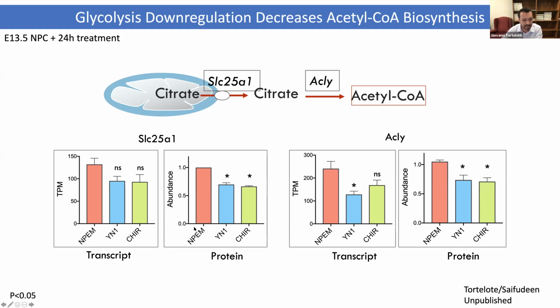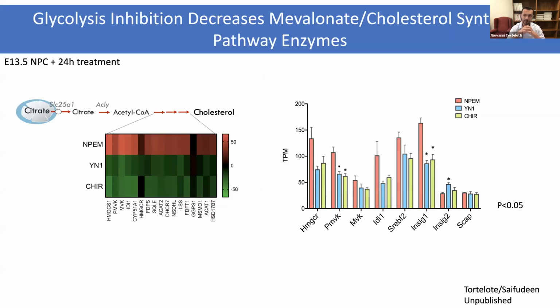And as we see here in both RNA and protein, in both treatments, YN1 and KIR, we see a downregulation. And we observe that with the transporter and the lyase. So it seems that the glycolysis inhibition, as well as activation of the canonical pathway, promotes a downregulation in the main enzymes that are involved with acetyl-CoA metabolism outside the mitochondria.